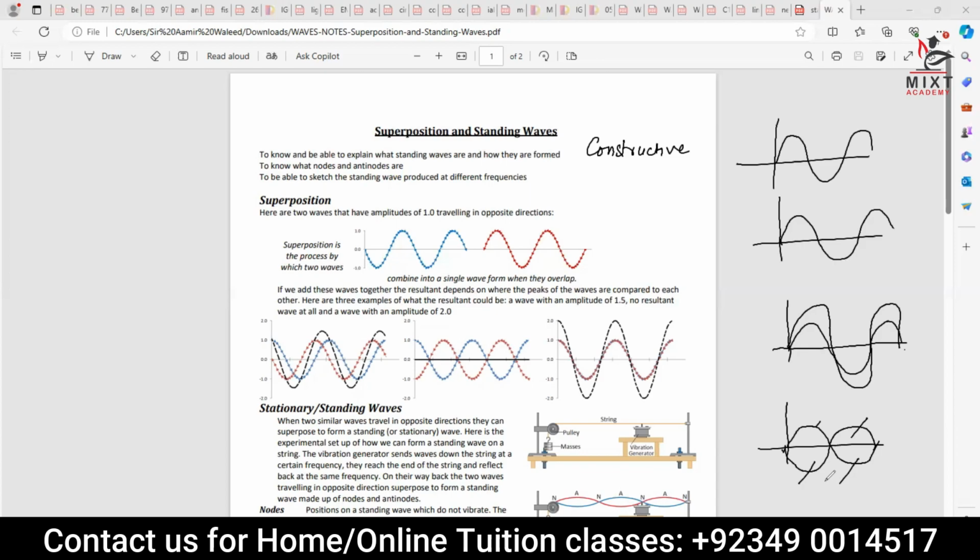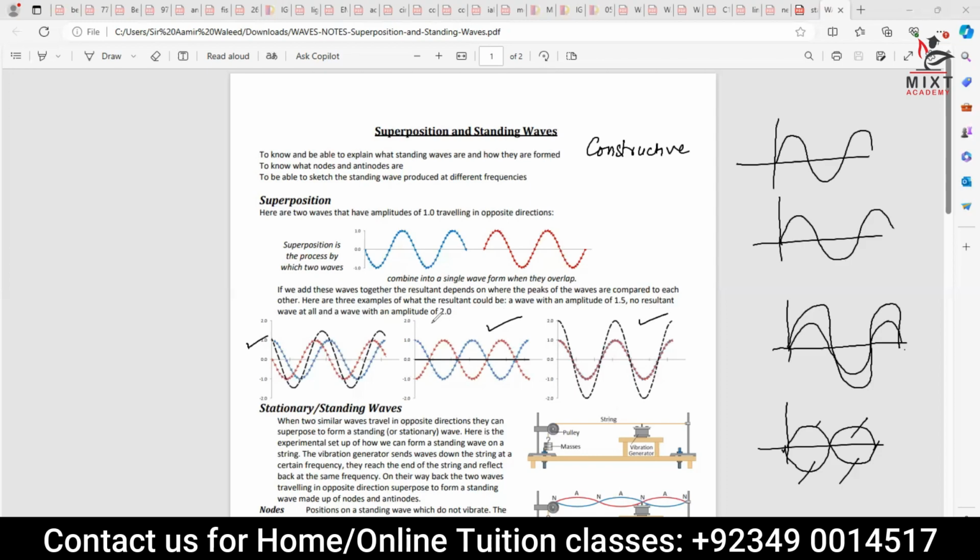So what is superimposing? Two waves that have amplitude, let's suppose 1.0, traveling in opposite directions, combine into a single wave when they overlap. If we add these waves together, the resultant depends on where the peaks of the waves are compared to each other. Here are three examples of what the resultant could be: a wave with amplitude 1.5, no wave at all, and a wave with amplitude 2. Now, they give you three different examples. One is this, one is that, and one is this.